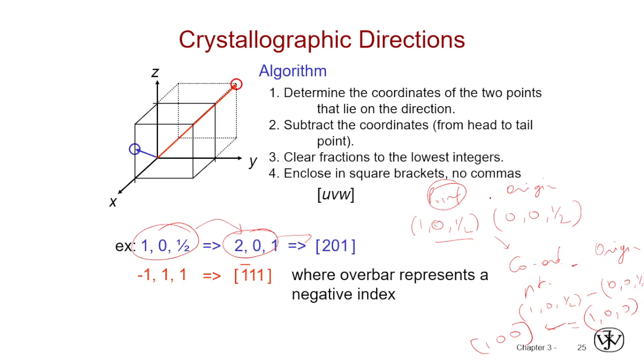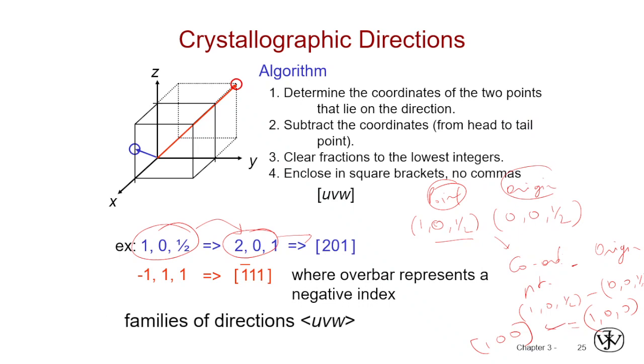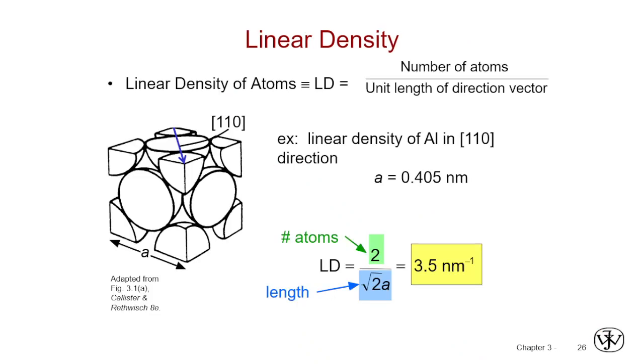In case 2 points are given, and one is specified as origin, if something like that is given, then you have to do this. Otherwise, you can directly solve in this manner. Likewise, if negative is given, you should just take that as a bar. And for a family of directions, like family of planes, it is as we saw with the greater than or lesser than symbols. Okay, now let's go for linear density.